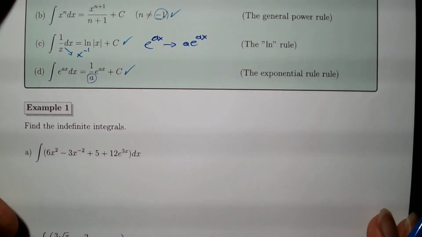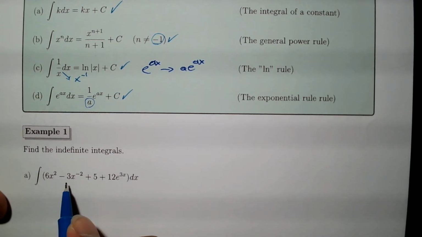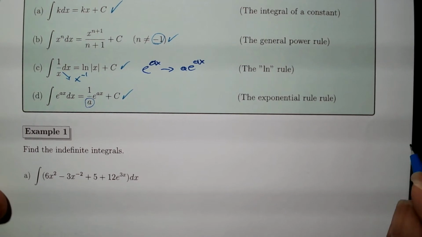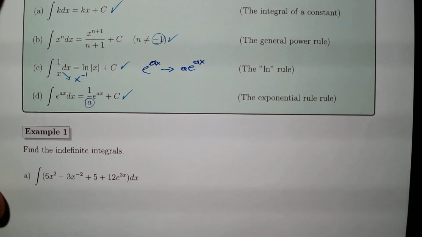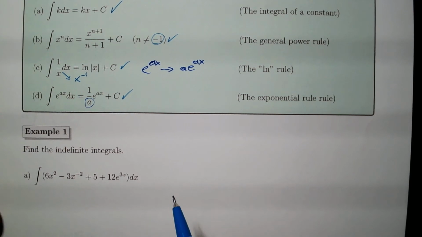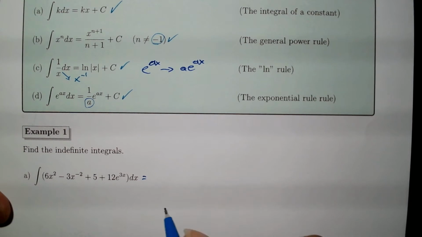So let's go ahead and do a couple of examples in which we can illustrate these formulas. Okay, so let's do the first example: the integral of 6x squared minus 3x to the -2 plus 5 plus 12 e to the 3x. Okay, so it would be a good idea to split this into 1, 2, 3, 4 integrals.